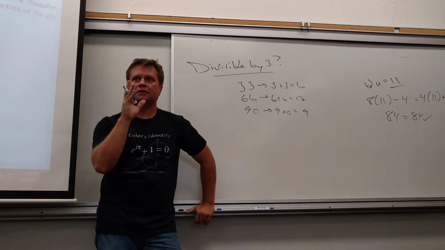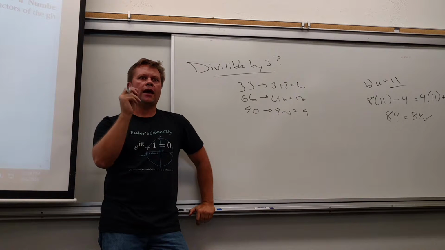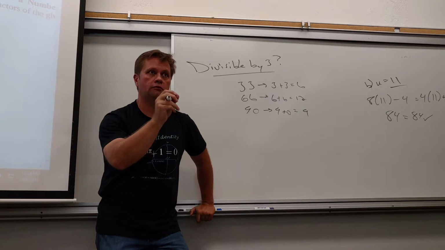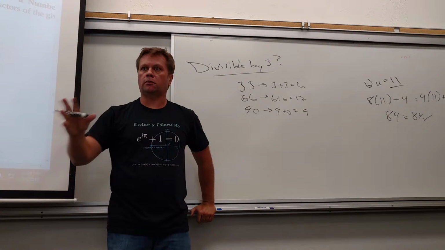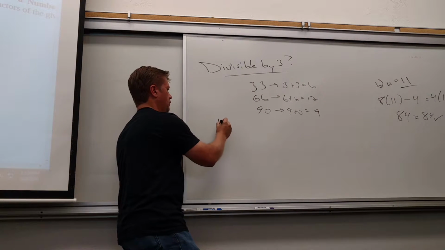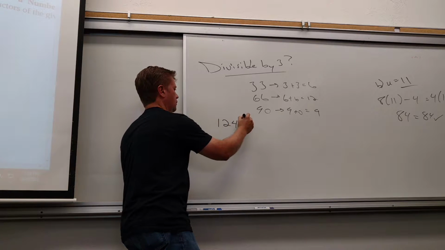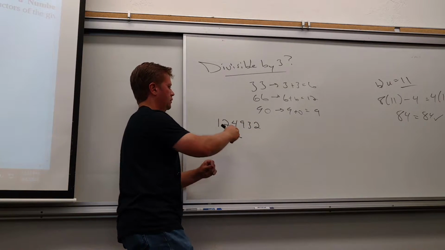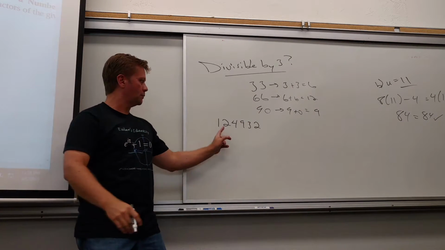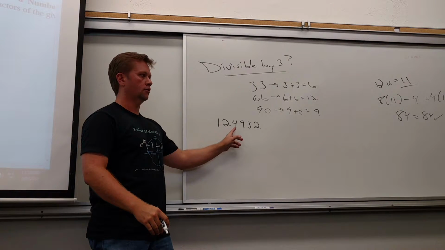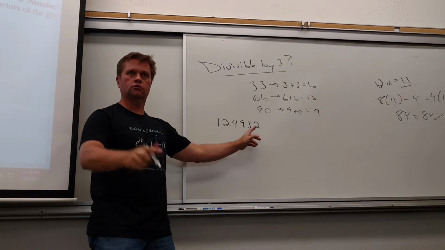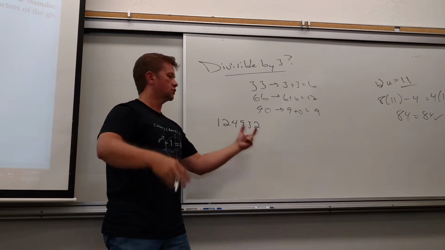So what ends up happening is that if you add up all the digits of any number, and the result is divisible by 3, then the whole thing is divisible by 3. I know it's freaky. For example, if I wrote this number down, if you add up all the digits, what do you get? 21. Is that divisible by 3? Yes. So then this number is divisible by 3.